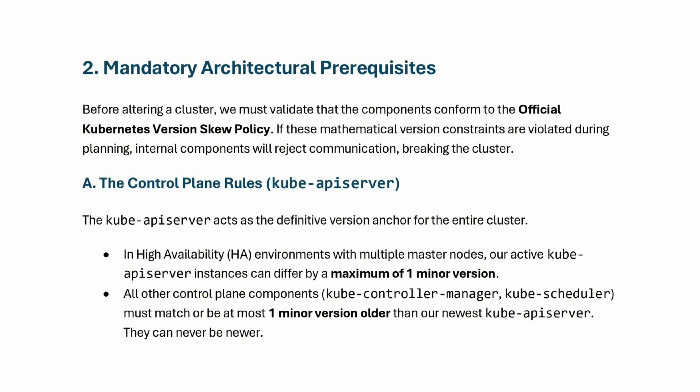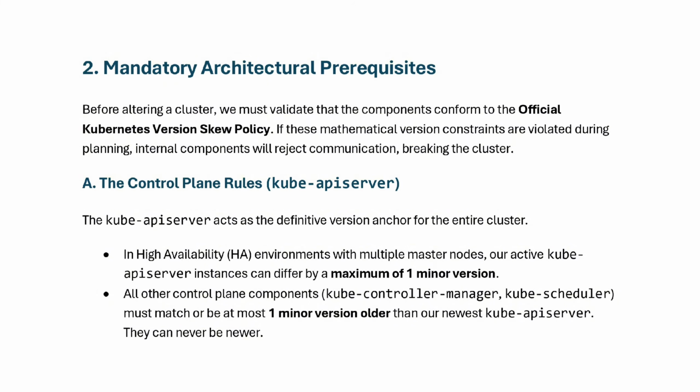So a Kubernetes cluster upgrade has prerequisites, meaning before we even upgrade, there are certain standards, rules, or SOPs you must follow in order to have a successful upgrade. If we miss such steps, there is a strong possibility that internal components will reject communication, eventually breaking the cluster. So it must conform to the official Kubernetes version skew policies.